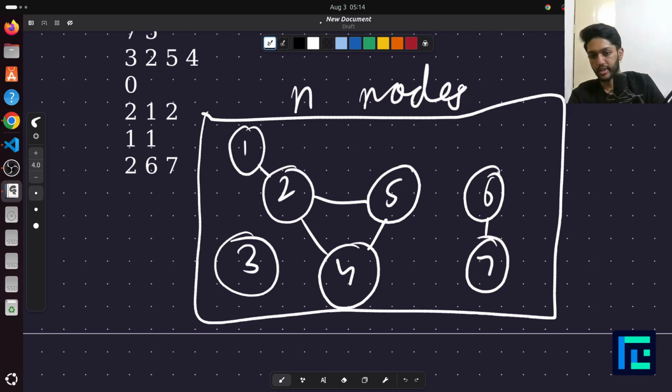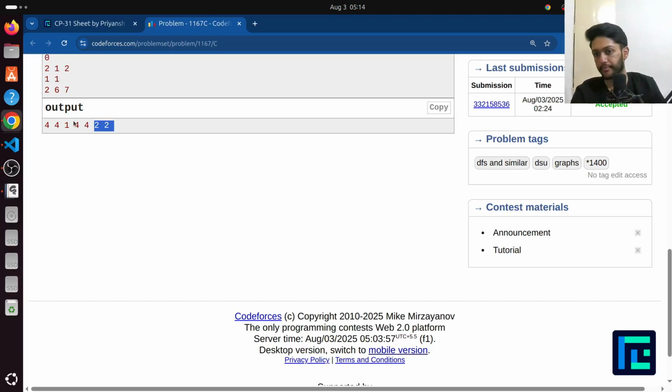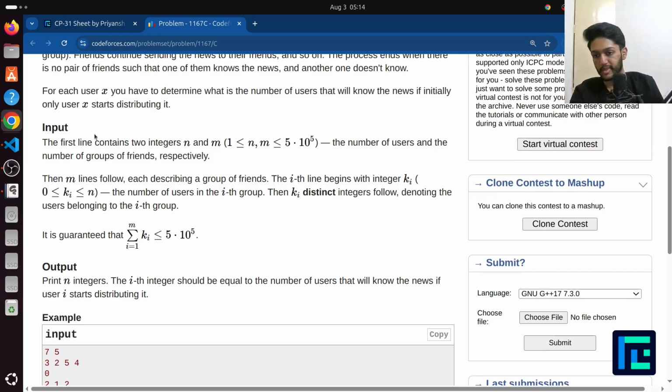And finally, this component has node 3. Since there is only one person in this component, he will get the information. So the answer for 3 is 1. So this problem is basically that simple.